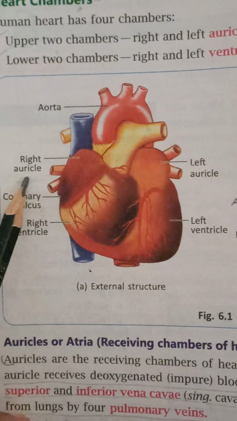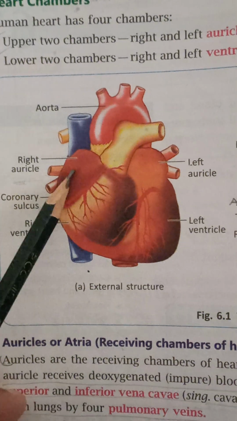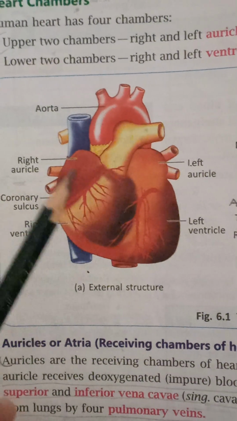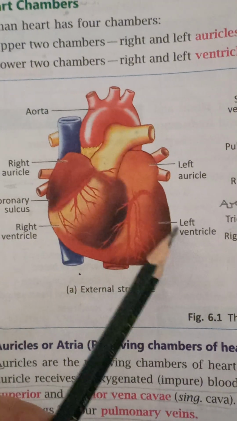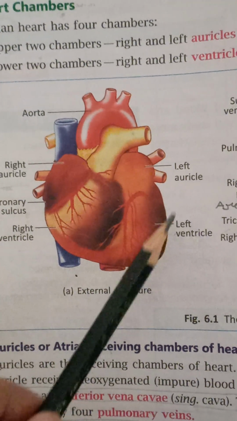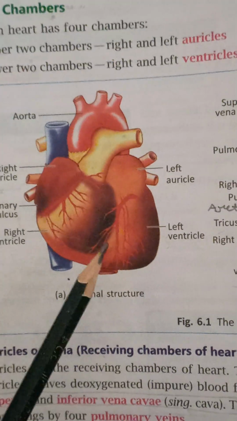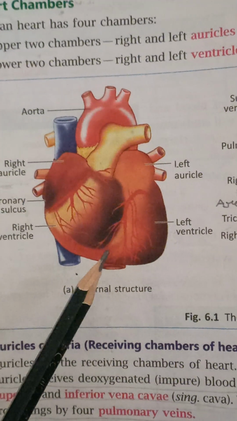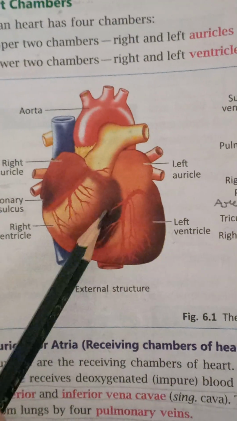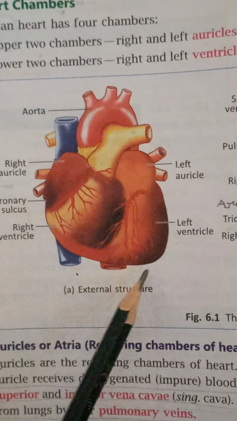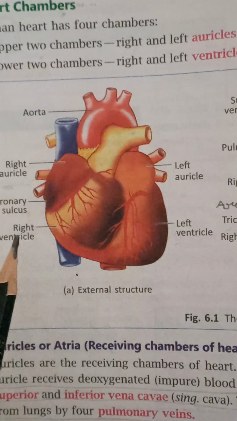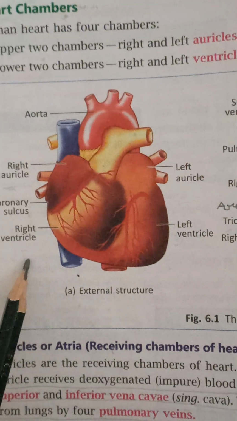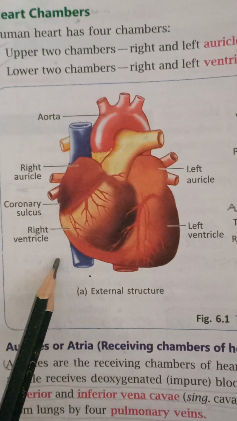And one more thing: the right auricle and right ventricle are marked on the opposite side in the diagram. Here this is the right side but we have marked it as the left side. This happens when we are drawing the human organs on paper. That is, our right hand side is marked as the left hand side and the left hand side is marked as the right side of the diagram.